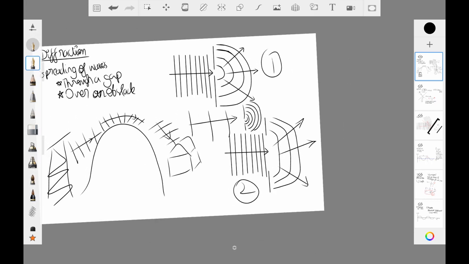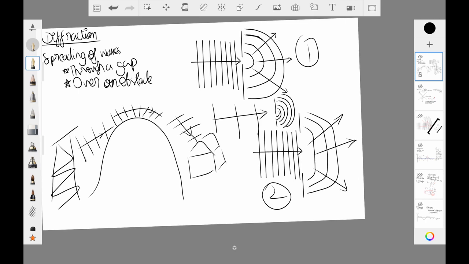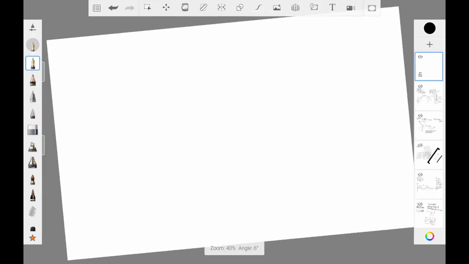To summarize the factors, to put it in layman's terms, the size of the gap is directly proportional to the rate of diffraction, and the wavelength is also directly proportional to the rate of diffraction. Based on this, sound waves, which have a longer wavelength than a lot of light waves, actually diffract more. And this is an IGCSE question that came up a few years ago.